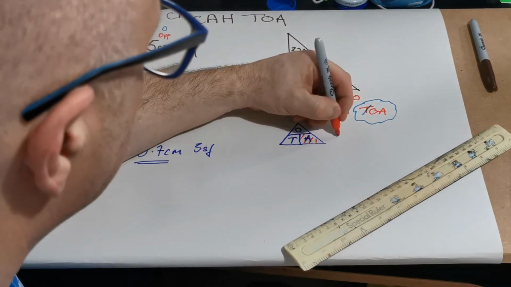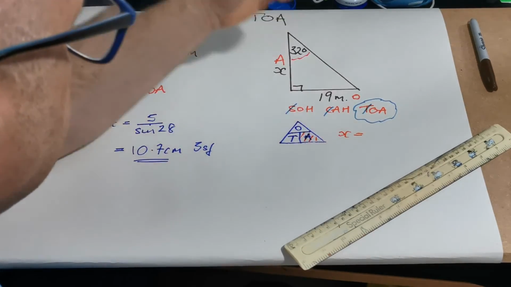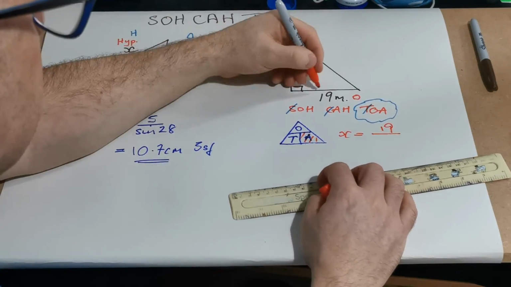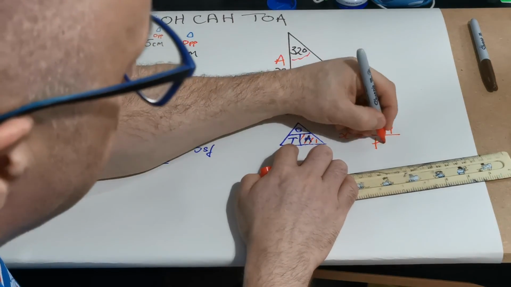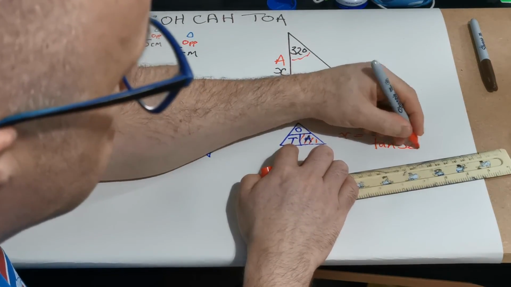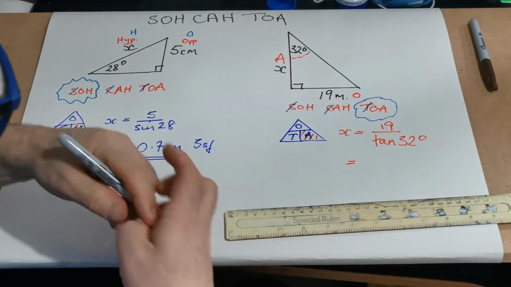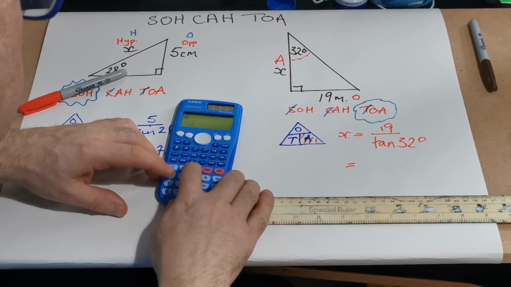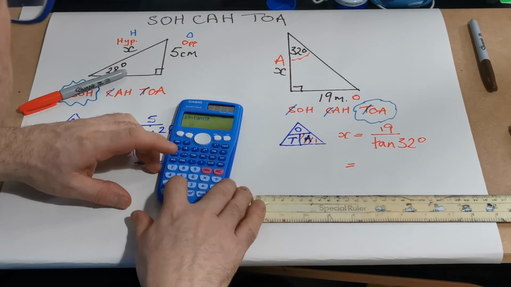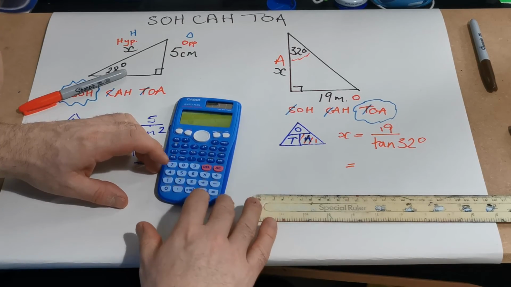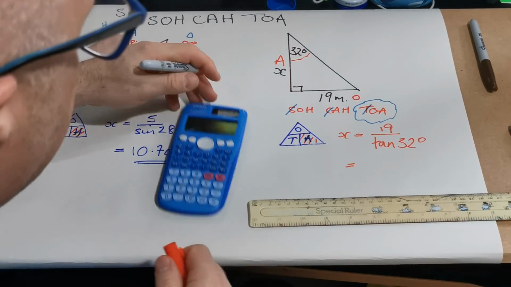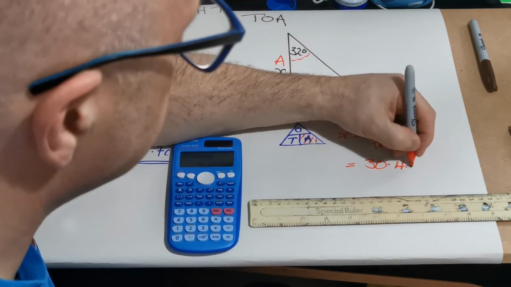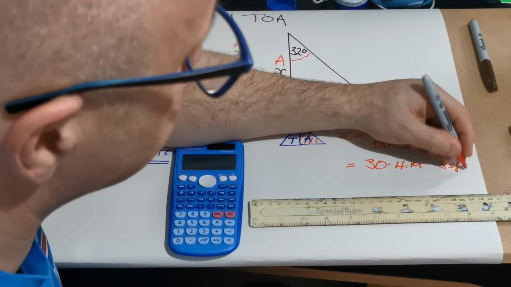So I've now got x is equal to the opposite, which is 19, divided by tan, and remembering that it is always attached to the angle once again. So 19 divided by tan 32 is 30.4. In this case, metres to 3 significant figures.